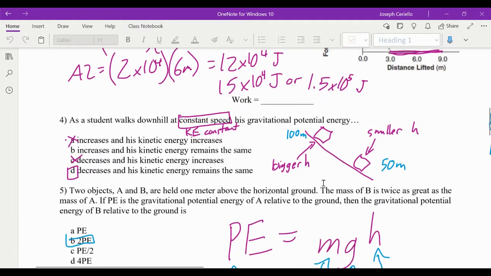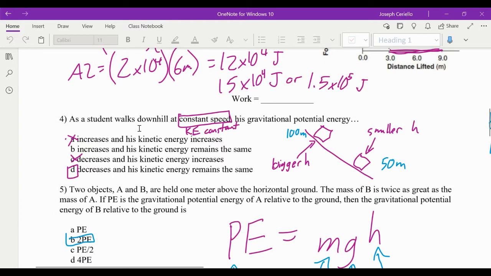So if a student walks down a hill at constant speed, his gravitational potential energy, well, constant speed right there, you know the kinetic energy is constant. Now you might be thinking if something goes downhill, it speeds up. While that would be true, it's saying that the student is walking in such a way that he's maintaining a constant speed. Then what happens to the potential energy? Well, as you get lower, your height, your h value gets smaller. So your potential energy goes down as you go downhill. That's why I have answer choice D.